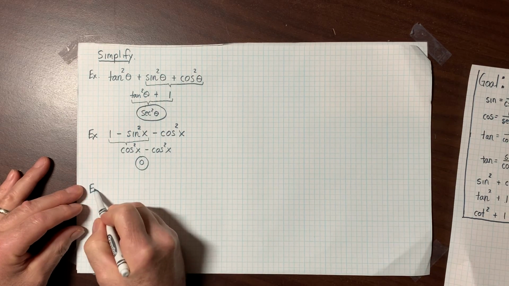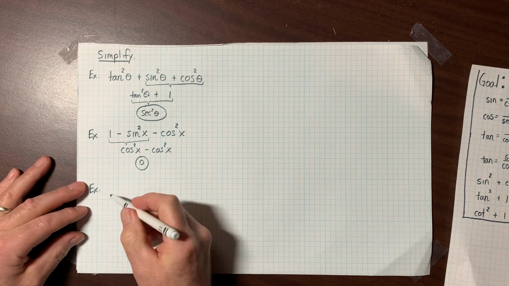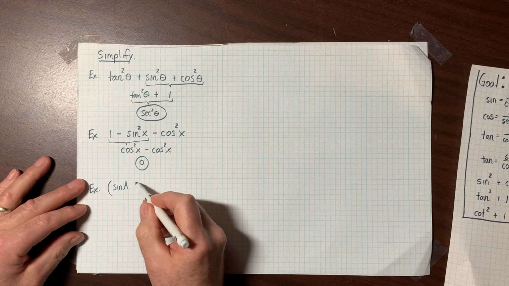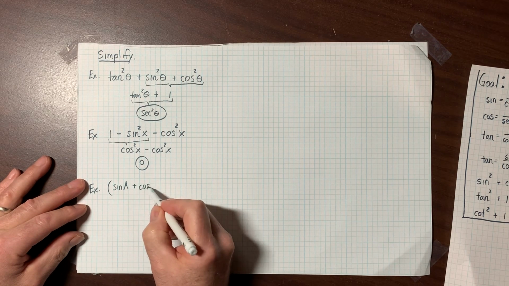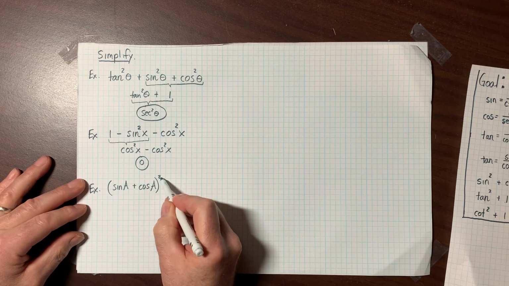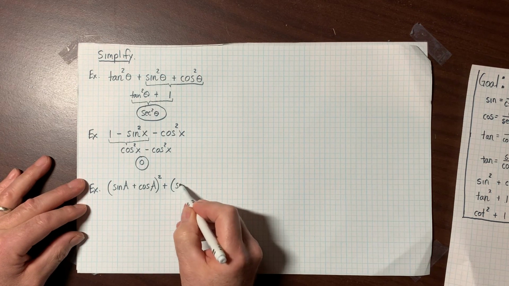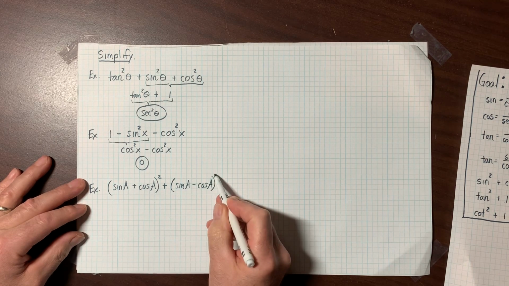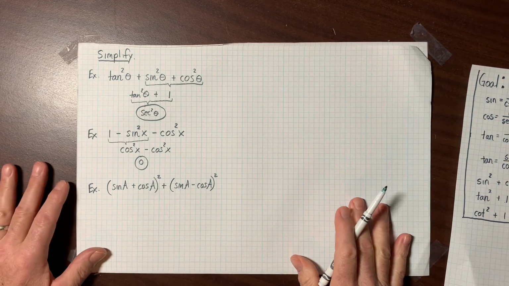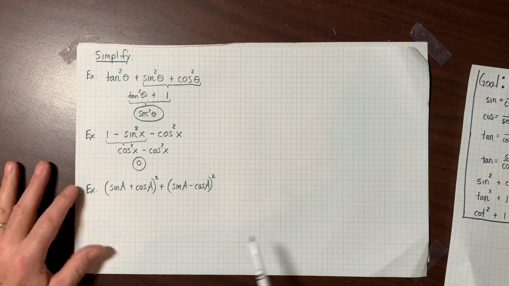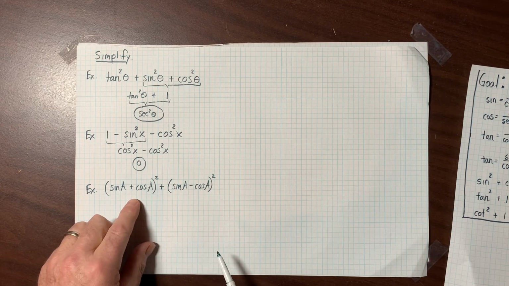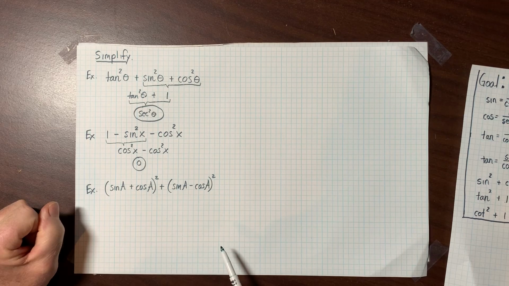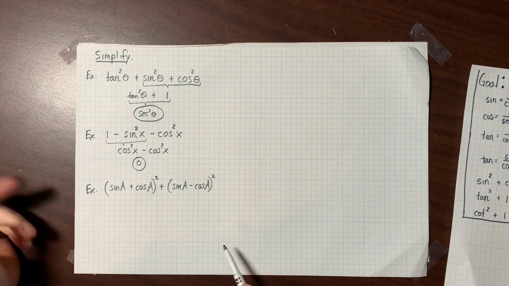Next one. The sine of A plus the cosine of A, quantity squared, plus the sine of A minus the cosine of A, quantity squared. Here's what I'm thinking. I'm thinking that I should go ahead and square this binomial and square this binomial and see what happens. The algebra skill here is squaring a binomial.